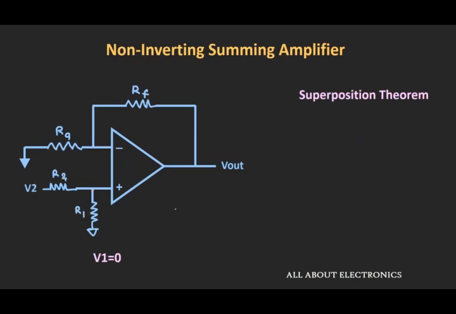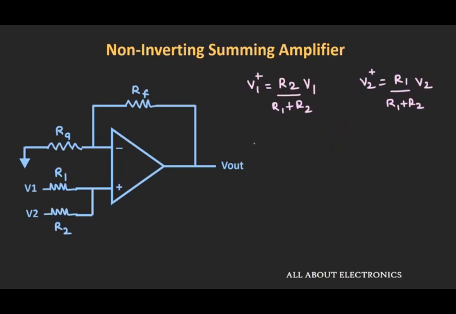Likewise, when we consider this voltage source V2 is acting alone and V1 is equal to 0, in that case the voltage at this point is, let's say, V2 plus. So V2 plus will be equal to R1 divided by R1 plus R2 times this voltage V2. So in this way, when this voltage source V1 and V2 are acting alone, then in that case V1 plus will be equal to this value and V2 plus will be equal to this value.